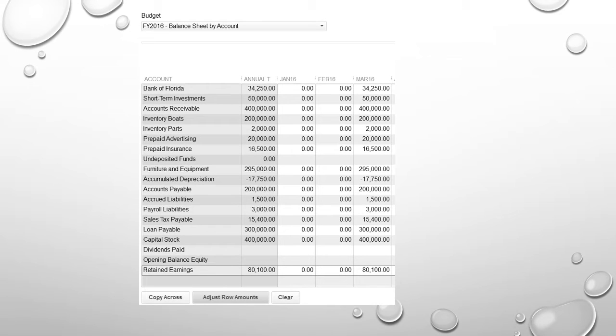As we enter in the data, it's very important for us to have made sure that all of our assets and liabilities and equities are input and that we have ended up with a balanced balance sheet of the budget. Please note that accumulated depreciation, because it is an asset and a contra asset at that, needs to be entered in as a negative number.